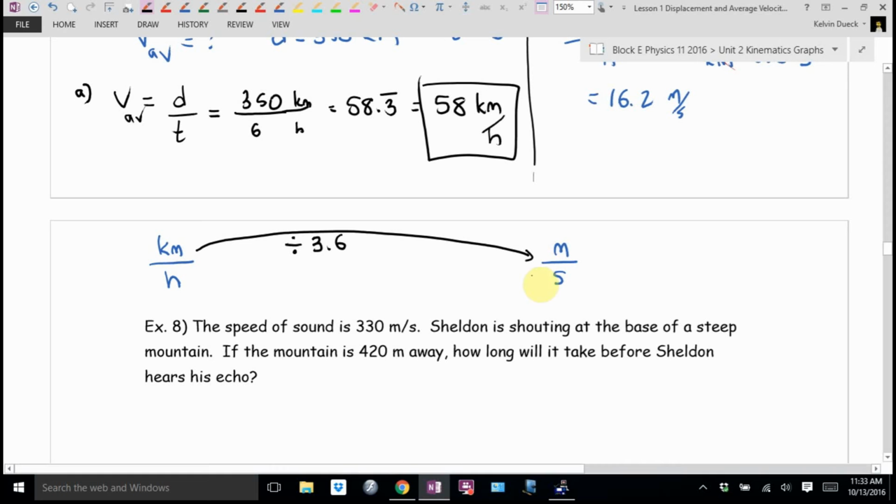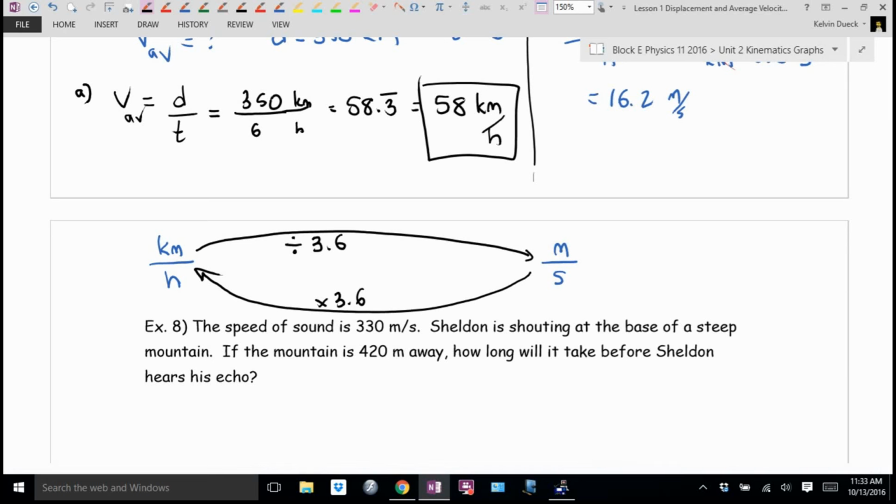Oh, and if I want to go from meters per second to kilometers per hour, what do you think I'd do with that 3.6? See how we wrote that? Now, what we just wrote there, I give you permission to also put that on the front page of your formula sheet at the bottom, because this is a unit conversion very often.